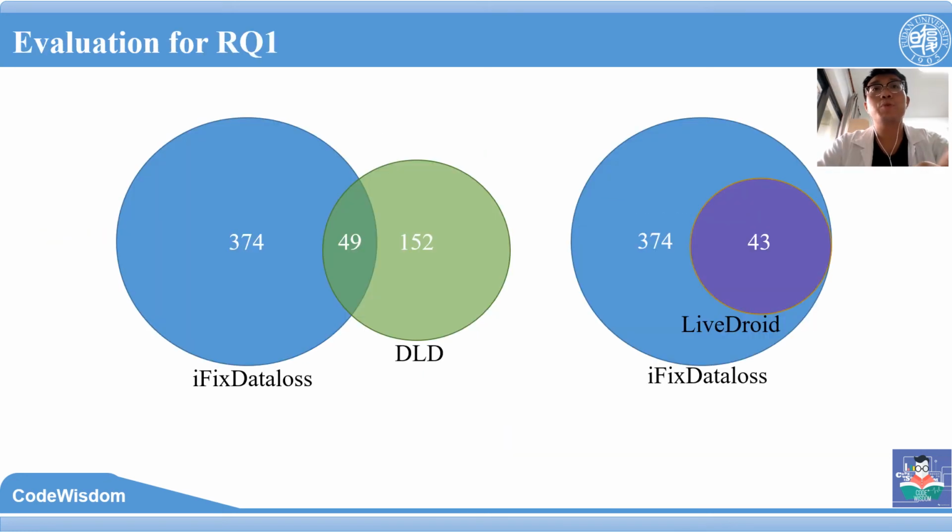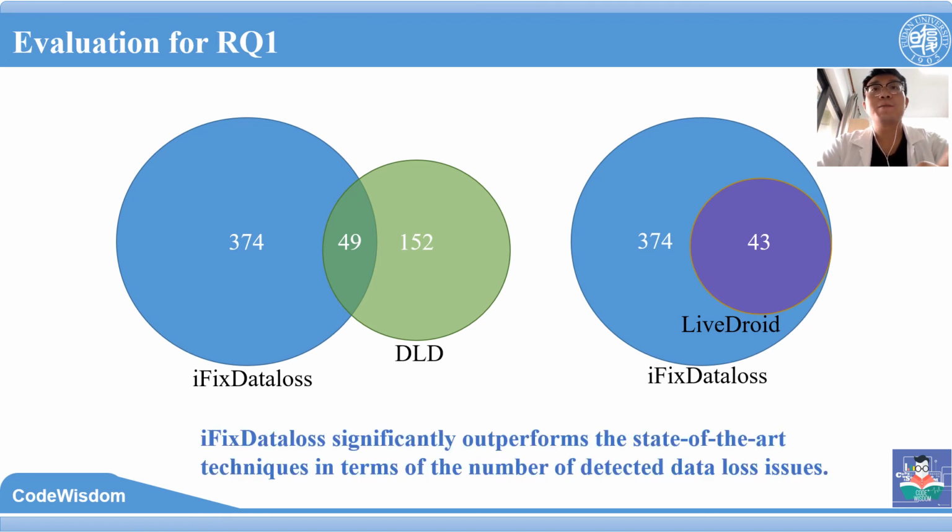For the first research question, we compare iFixDataLoss with LiveDroid and DLD. The number of data loss issues detected by each tool are shown in the figure. It can be seen that iFixDataLoss significantly outperforms the state-of-the-art techniques in terms of the number of detected data loss issues.